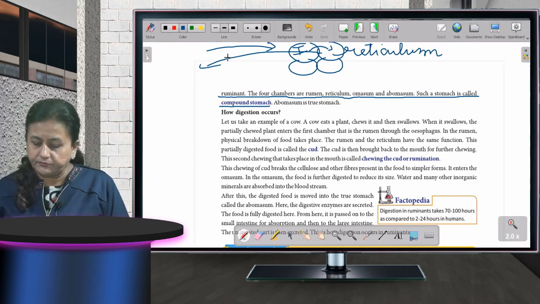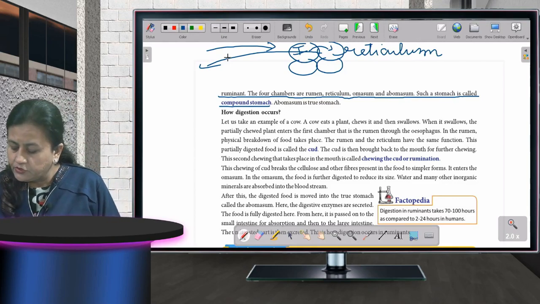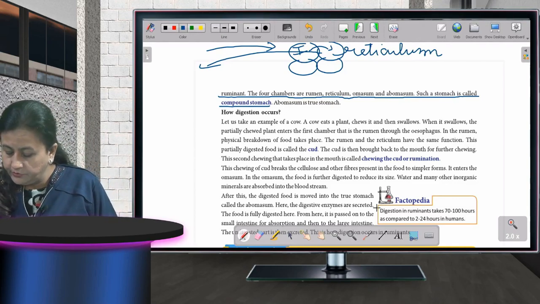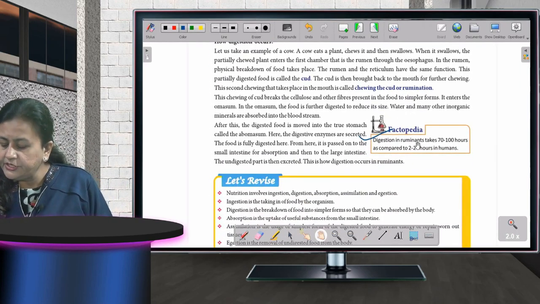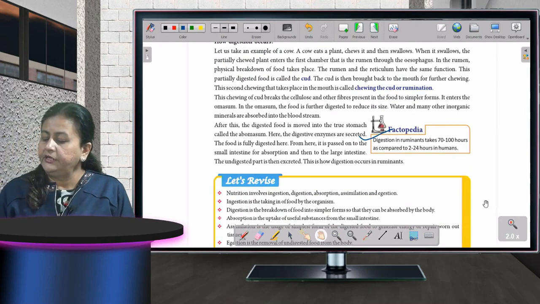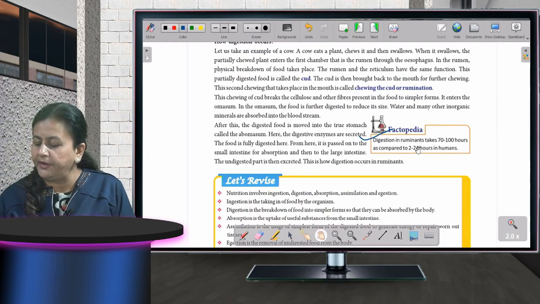Okay, fine children. So digestion in ruminants, you can see here also, digestion in ruminants takes about 70 to 100 hours as compared to 2 to 24 hours in humans.